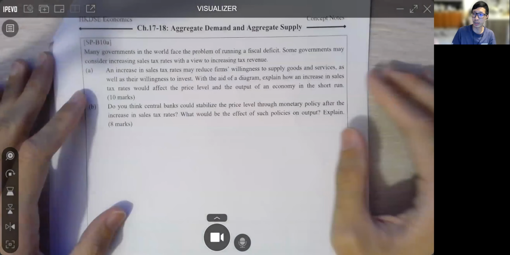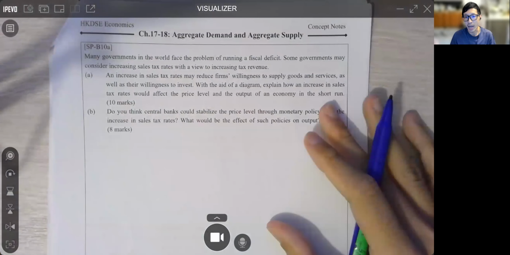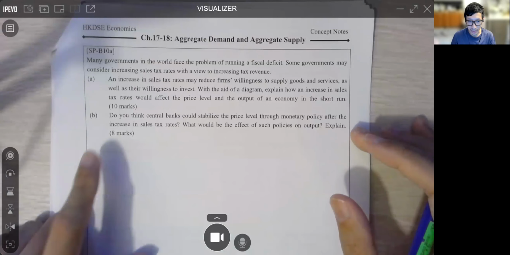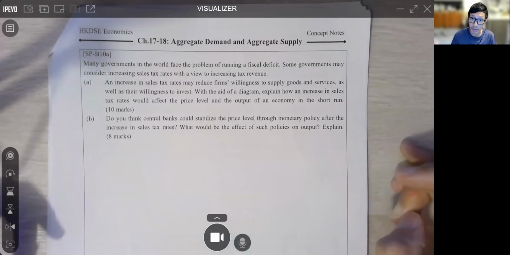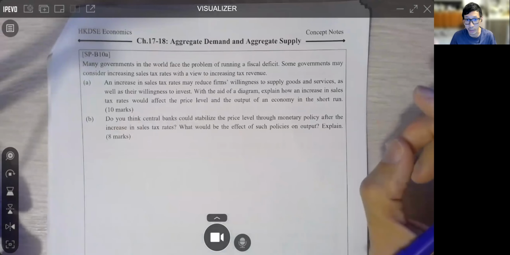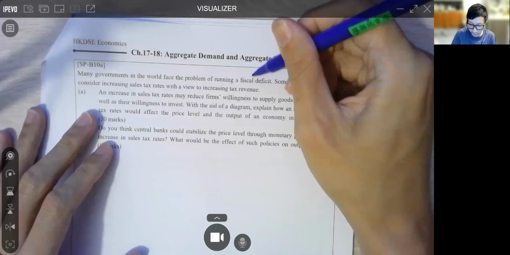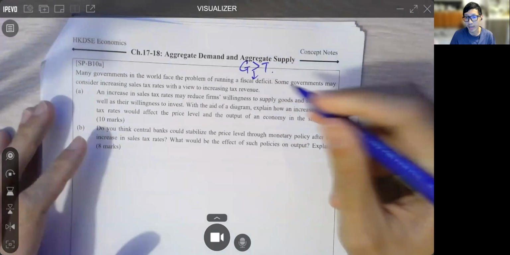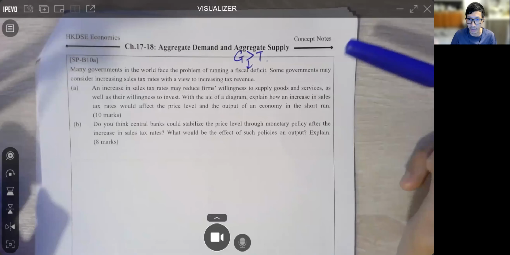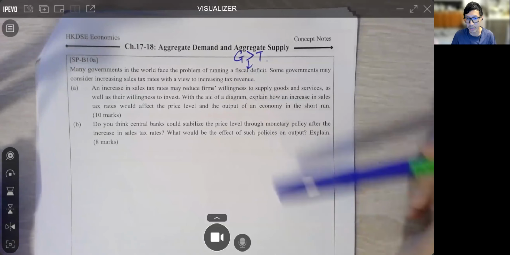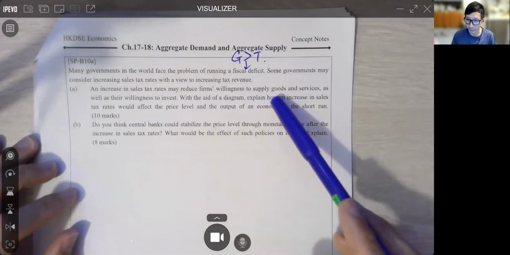嗱，time for some short questions and long questions. Now, first of all，你见到阿 Sir 十分八分，no，呢啲系以前嘅出法。Nowadays, ADAS will not have a 10 mark question，唔会咁简单。十分、12分嗰啲系 essay question，OK？Anyway，let's see，many government problem of fiscal deficit 嚟多次啦。乜嘢叫 fiscal deficit 咧？Government spending larger than tax revenue 系咪啊？而家啦，赤字啦，OK？Some government consider increasing sales tax rates with view to increase tax revenue。你望啦。Increasing tax rates may reduce firms' willingness to supply goods and services.